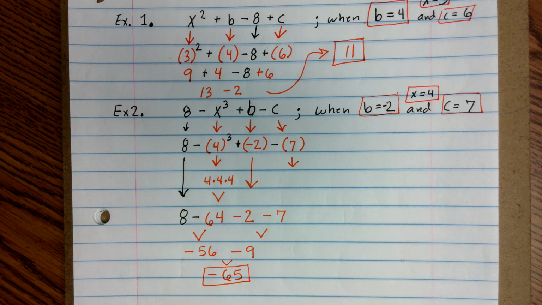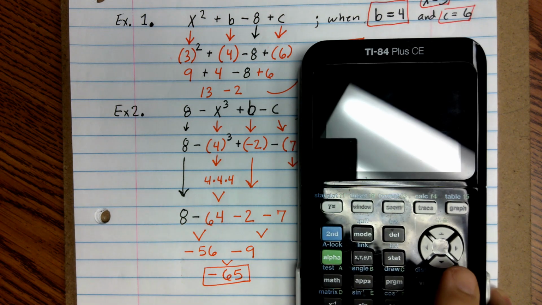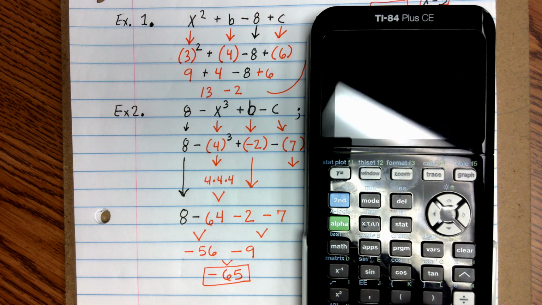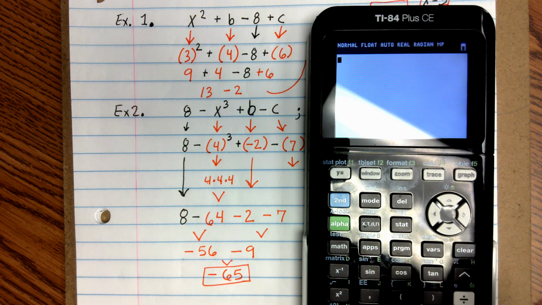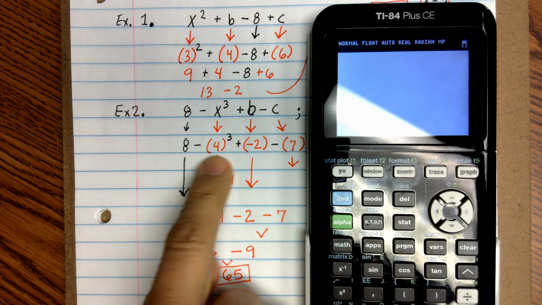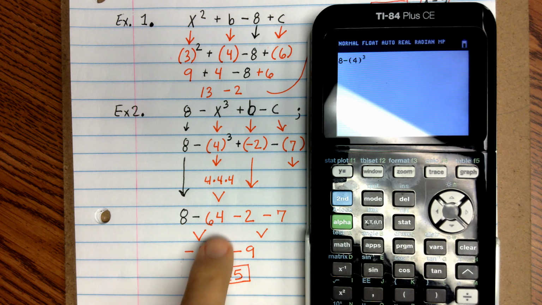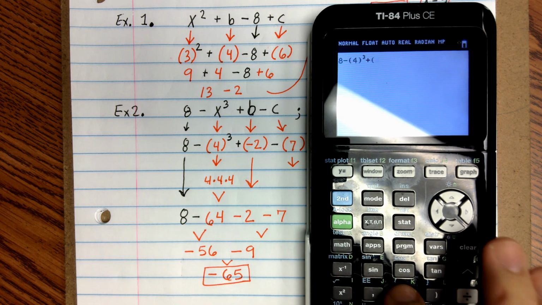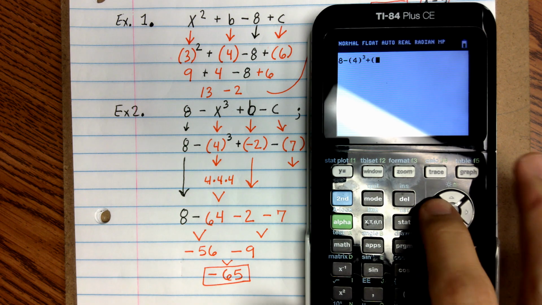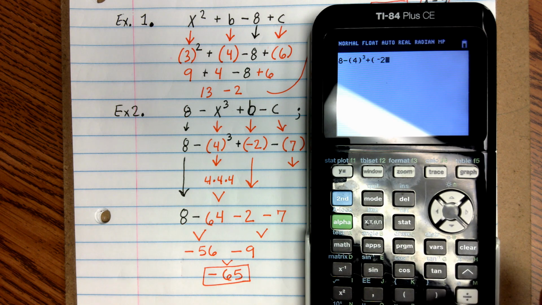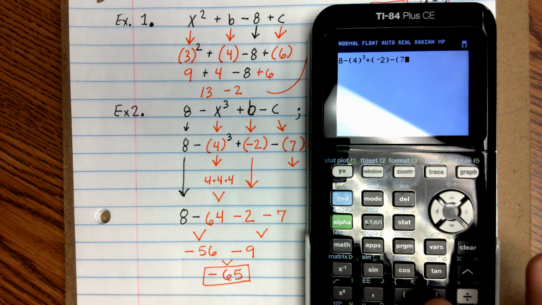And so what I want to do now is just check it, make sure I didn't make a mistake. So I'm going to get my calculator. I'm going to go right over here, and I'm going to type it in the way that I had it written originally with the parentheses when I first substituted. So I got 8 minus, parenthesis, 4. I'm going to put that, hit my caret key, put that to the third power, then get out. And then we have plus, parenthesis, negative 2, close parenthesis. And then we have minus, parenthesis, 7.